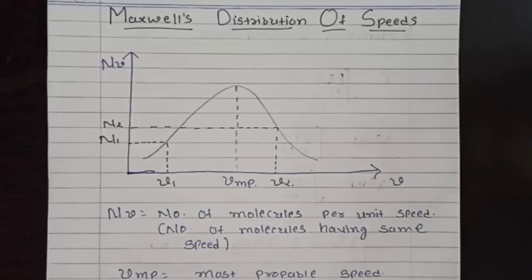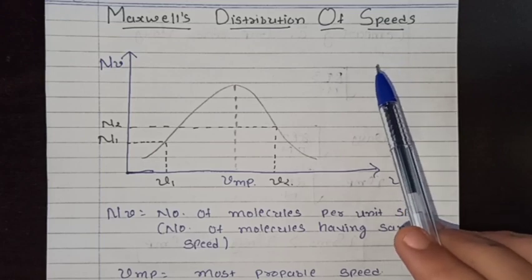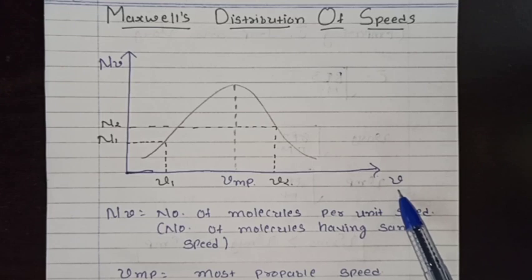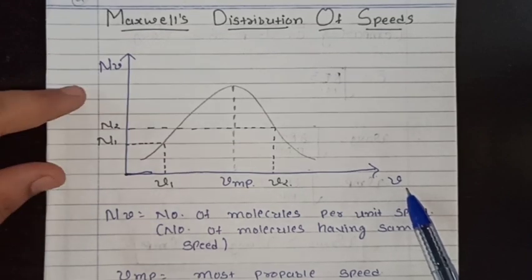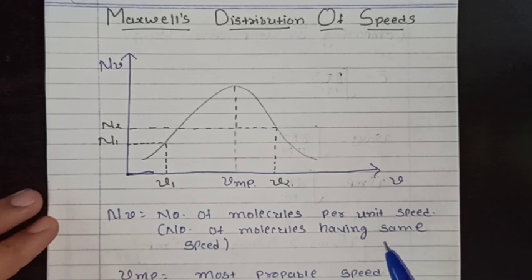Now we will discuss the Maxwell distribution of speeds. Maxwell drew the graph of Nv versus v. Here v is the speed of molecules or particles and Nv is the number of molecules per unit speed. Now what is the meaning of number of molecules per unit speed?